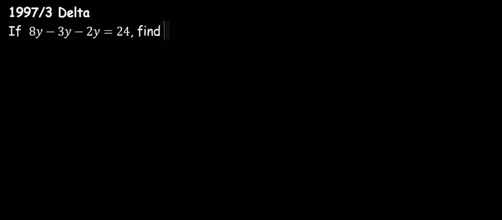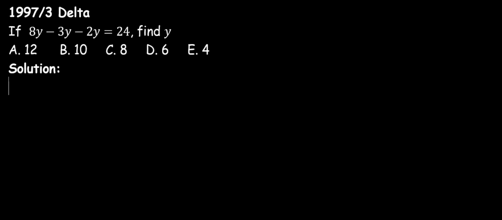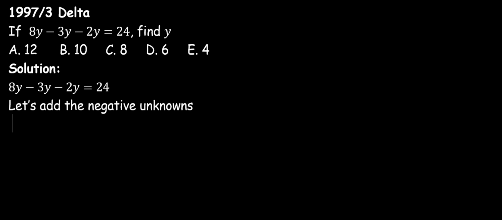Another example. If 8y minus 3y minus 2y is equals to 24, find y. The options are given. Solution. Let's write out our problem, which is 8y minus 3y minus 2y equals to 24. Let us add the negative unknowns. We now have 8y minus 5y will be equals to 24. Now, subtracting properly, 8y minus 5y will give you 3y equals to 24. Next, we can now divide both sides by the coefficient of y, which is 3. So we have 3y divided by 3 will be equals to 24 divided by 3. And that gives us y will be equals to 8.